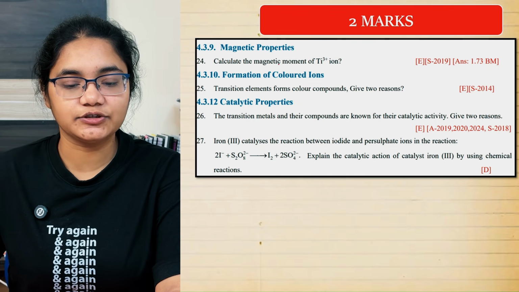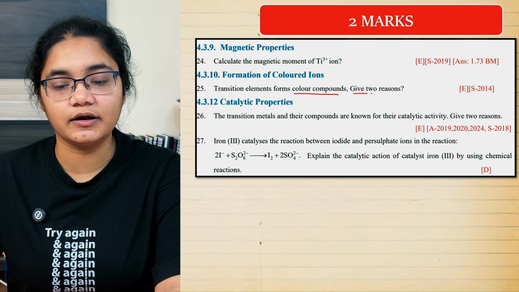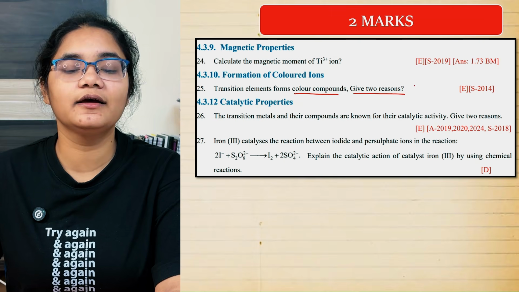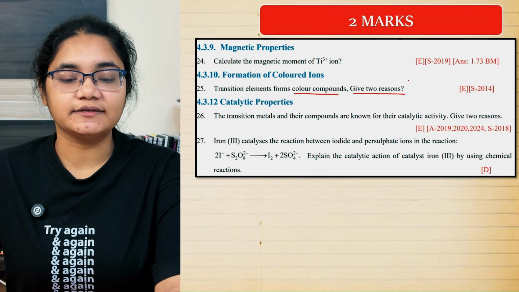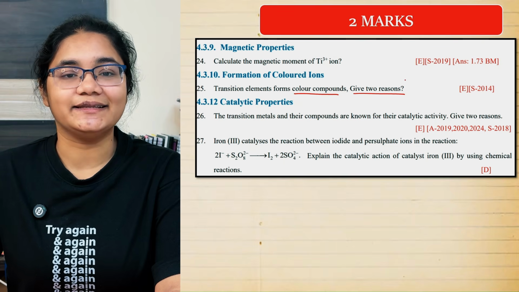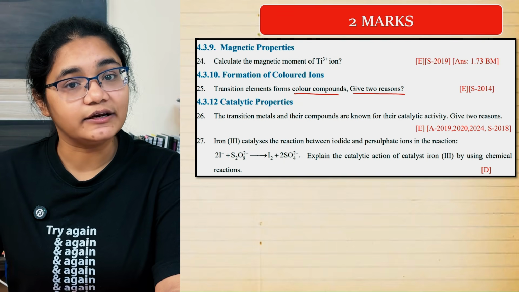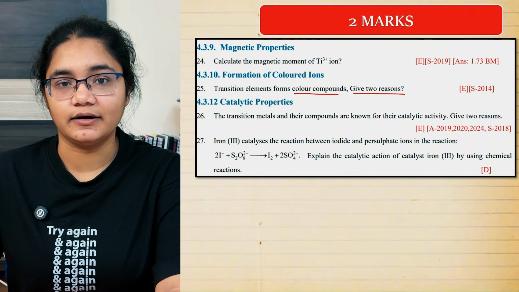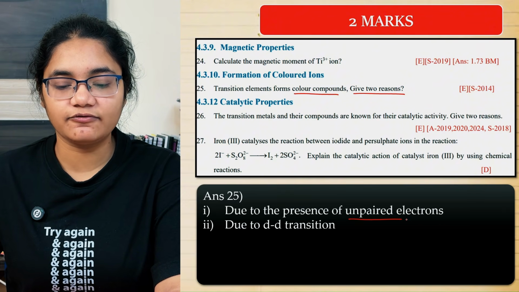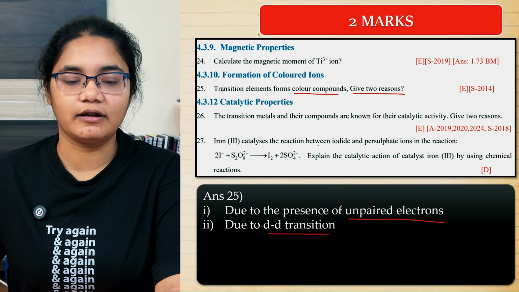Okay. Next, question number 25. Transition elements form colored compounds, give 2 reasons for that. If you see, transition elements have unpaired electrons, and these unpaired electrons undergo d-d transition, because of which we find colored compounds, right? So, due to the presence of unpaired electrons and due to d-d transition.